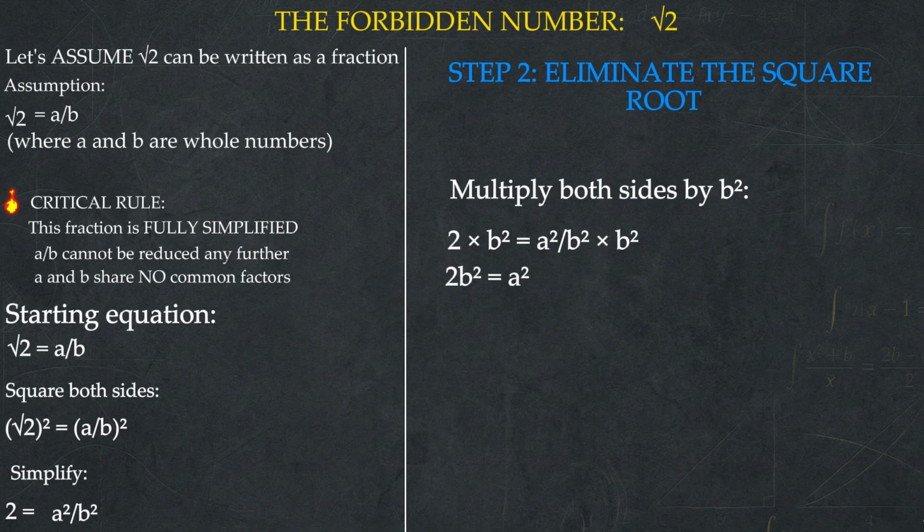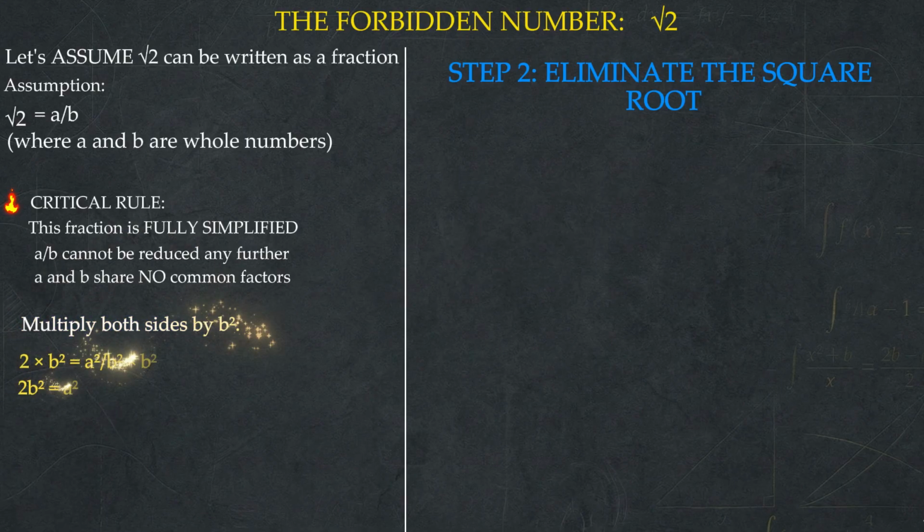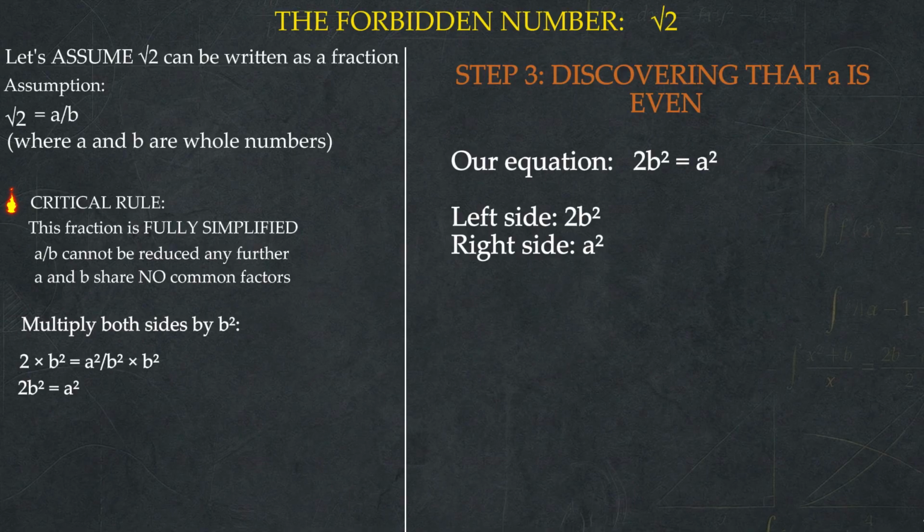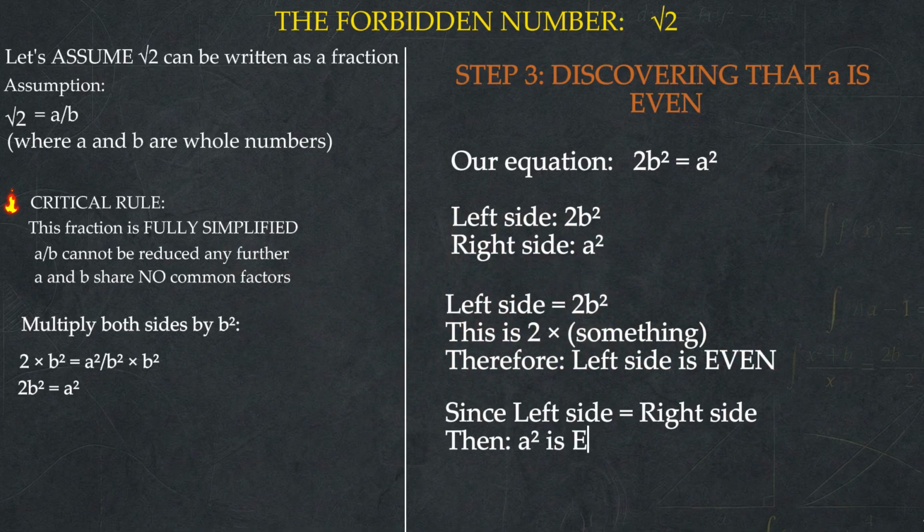Look closely at this equation. This is our first clue. The left side is 2 times something. That is 2 times b squared. In math, anything multiplied by 2 is even. Since the left side is even, and the left side equals the right side, then the right side, a squared, must also be even.